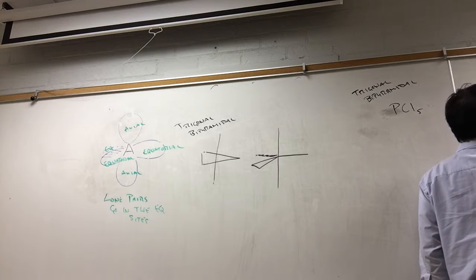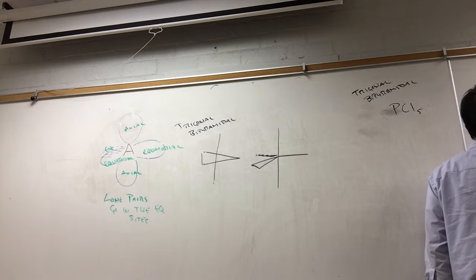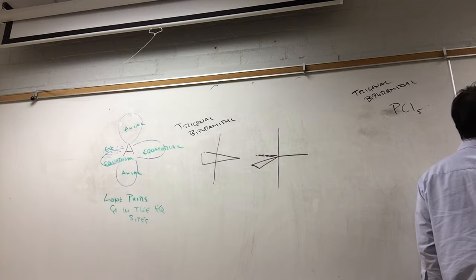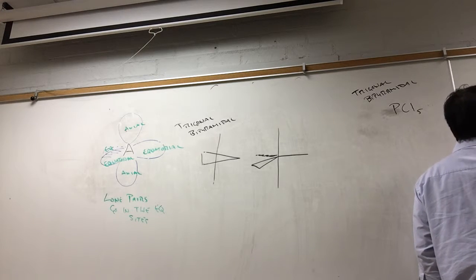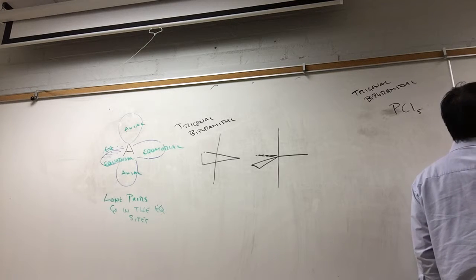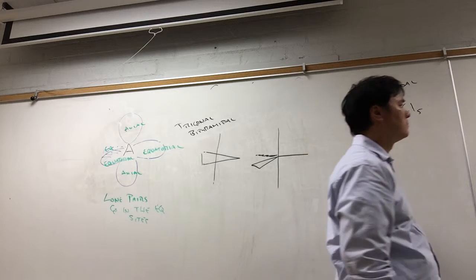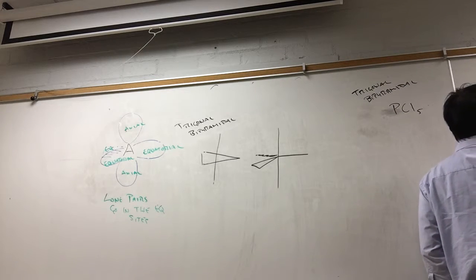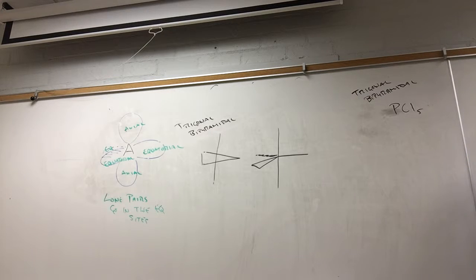So we can build this. You take a brown one and attach 5 green ones. We'll have PCl5. If we look at the geometry of the bonded atoms, the geometry of the bonded atoms matches the geometry of the groups. So this is trigonal bipyramidal molecular geometry.